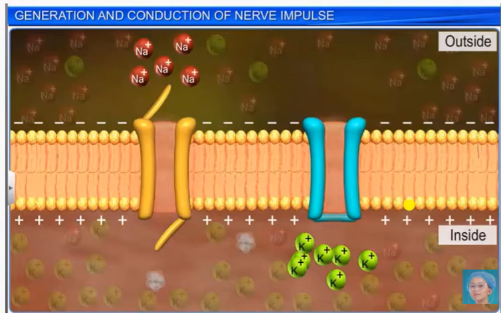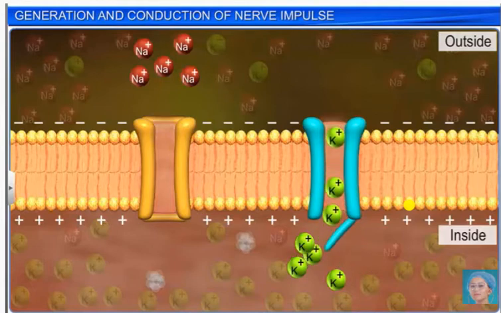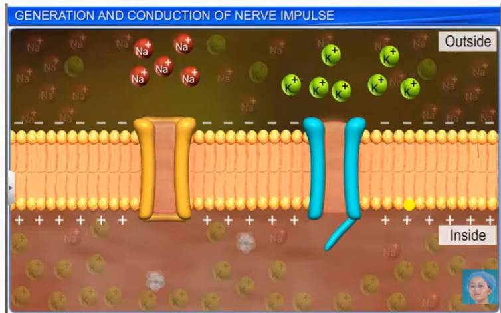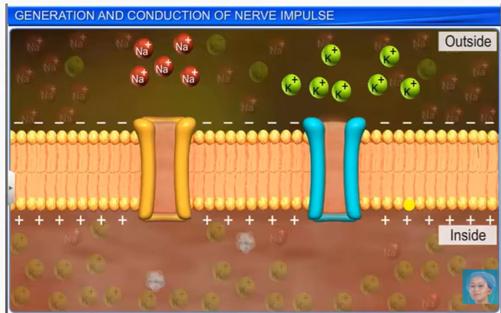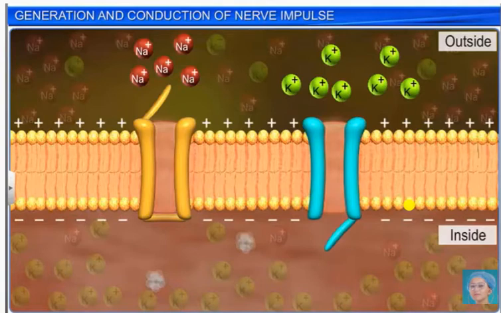At the peak of action potential, the permeability of the membrane to sodium ions decreases while it becomes more permeable to potassium ions. This is because sodium channels start closing and potassium channels start opening. However, this part of the membrane regains its original polarity within milliseconds, and this phenomenon is called repolarization.